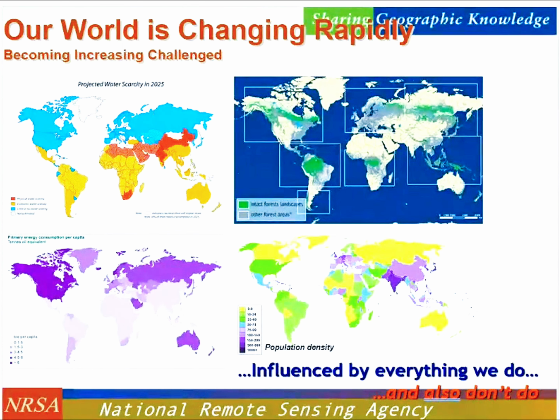One map is showing a projected water scarcity in 2025. The other map is showing the primary energy consumption per capita income, right? Now, these are some problems. How to solve these problems with the help of technology? It means GIS, remote sensing, GPS, or GNSS, the Global Navigation Satellite System.